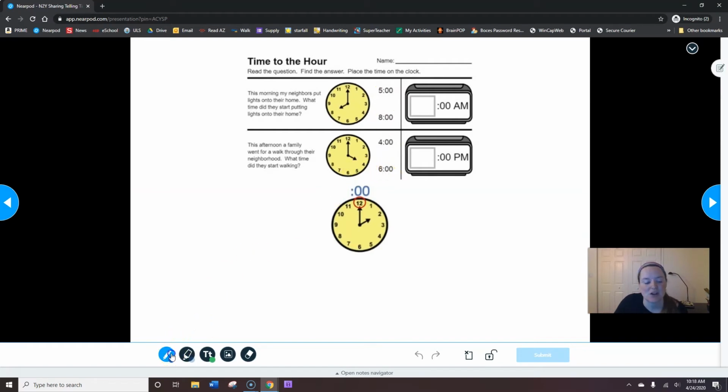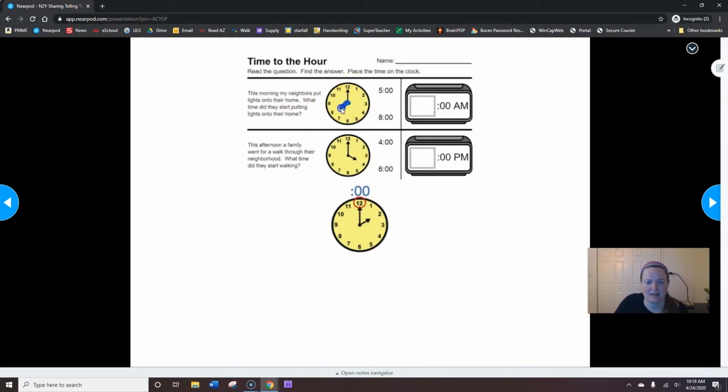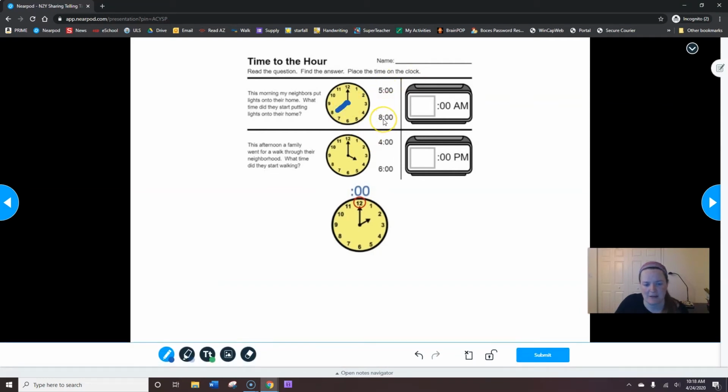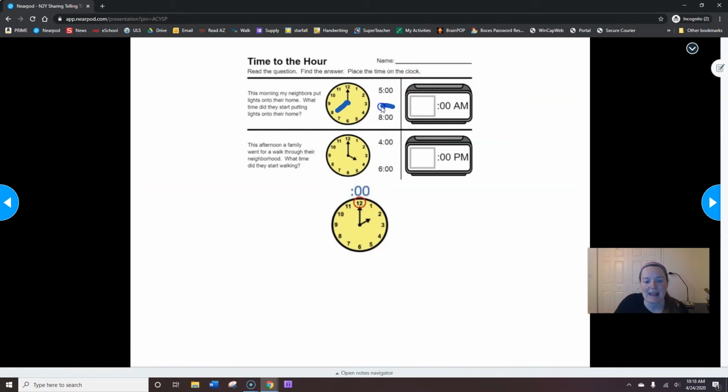Okay, so let's look at the first one. This morning, my neighbors put lights onto their home. What time did they start putting lights onto their home? So, the big hand's on the 12, we start with the little hand. Where's the little hand pointing? To the 5 or 8? At 8 o'clock.